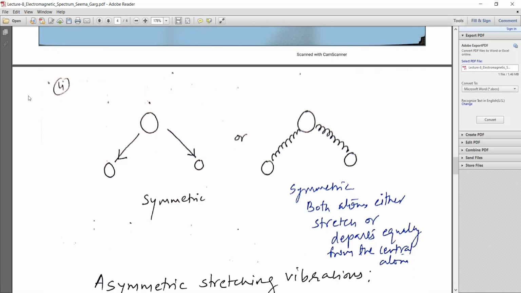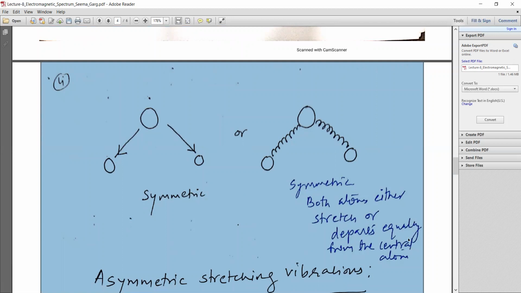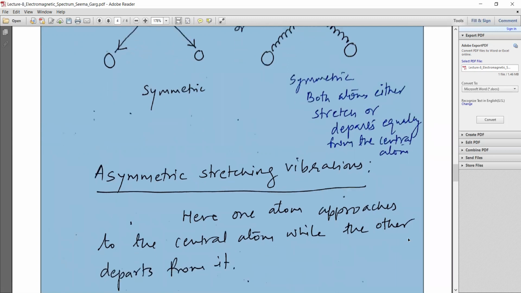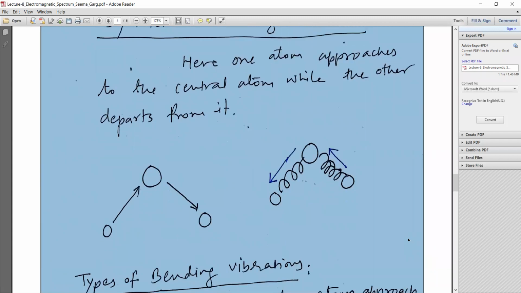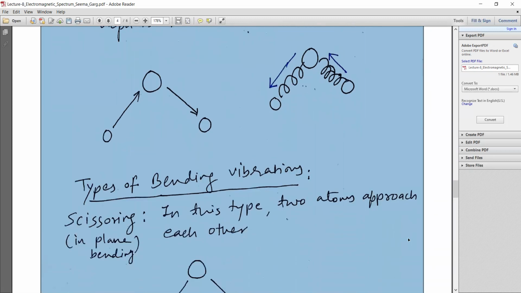See here, when it is stretched or compressed symmetrically at both ends, it is called symmetric vibrations. Asymmetric stretching vibrations: here, one atom approaches the central atom while the other departs from it. See here.